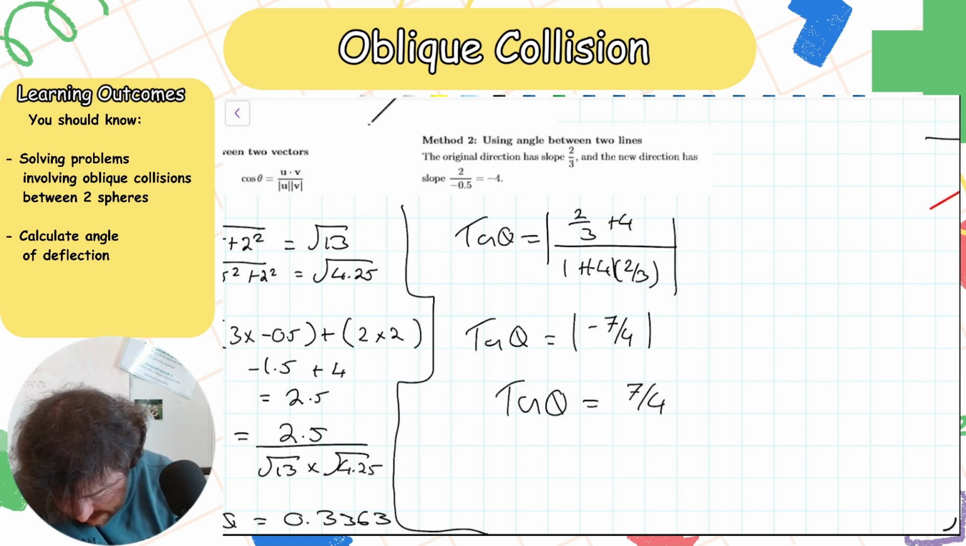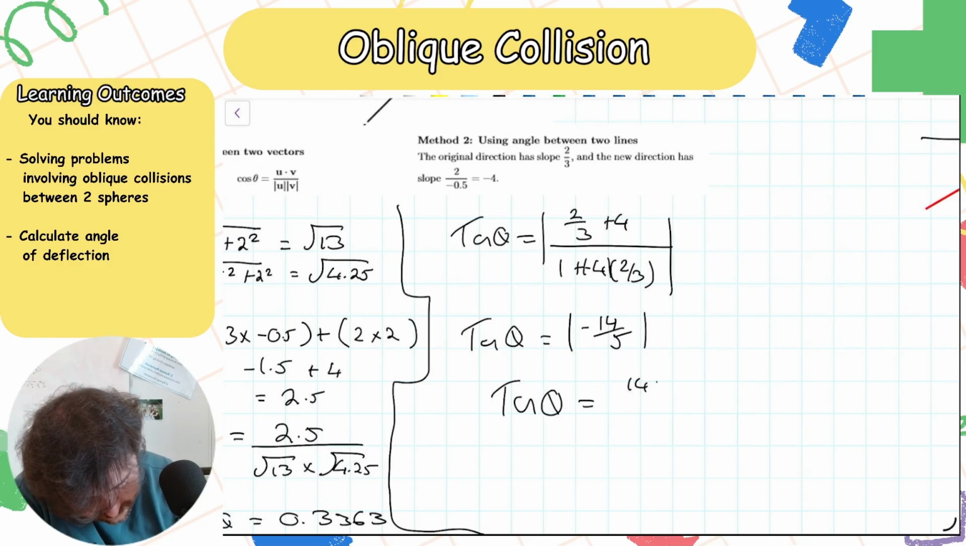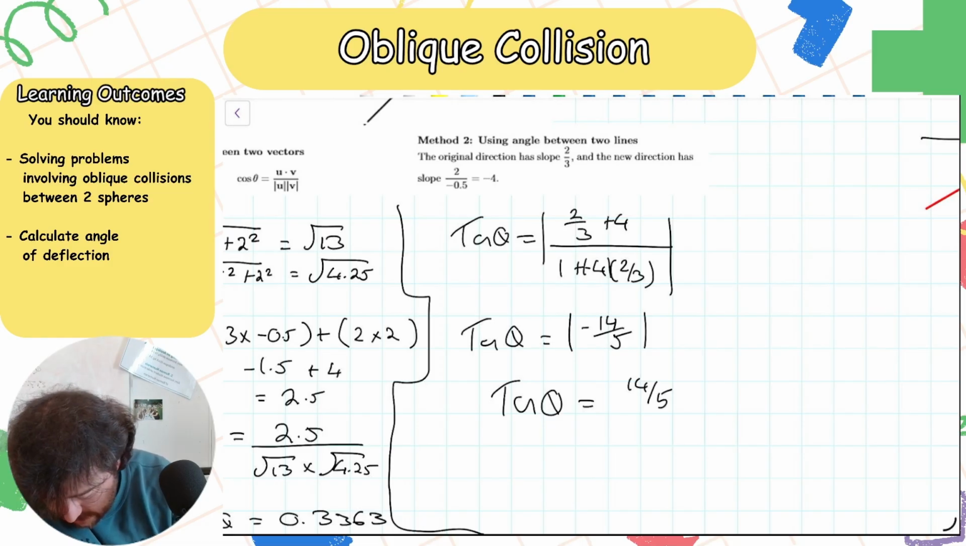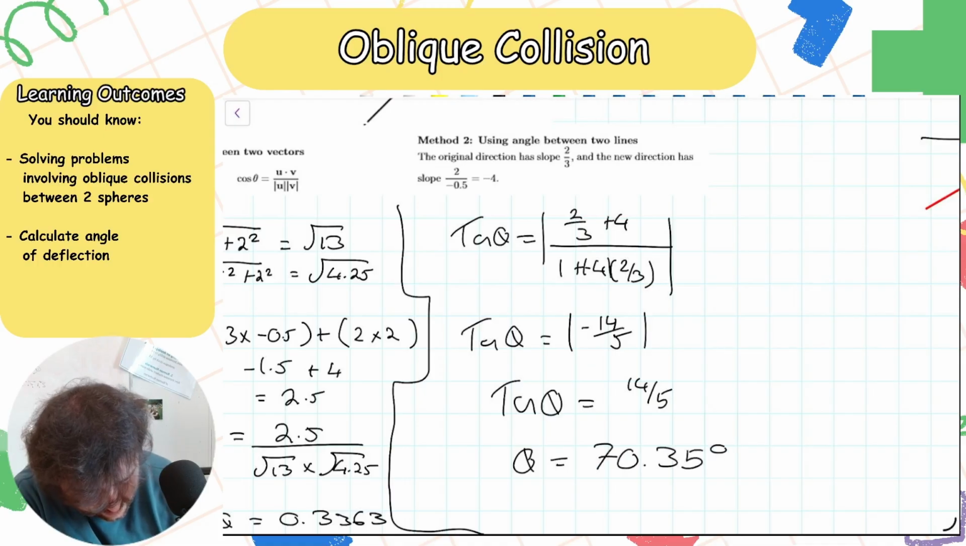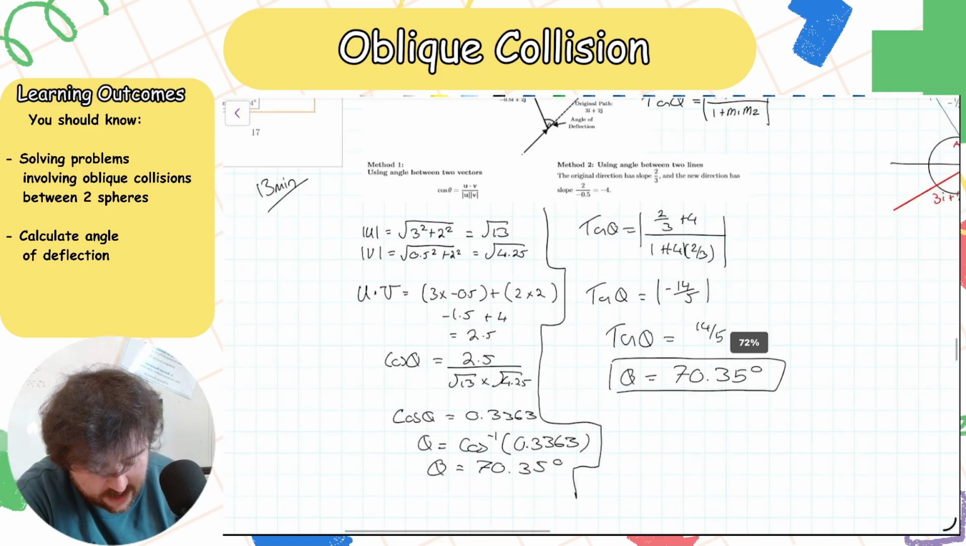Double check my maths here. So 2 over 3 plus 4 over 1 plus minus 4 times 2 over 3. Sorry, minus 14 over 5. So we make that a positive. So tan inverse of 14 over 5 is equal to 70.35 degrees, right? So you can get the same answer doing both.